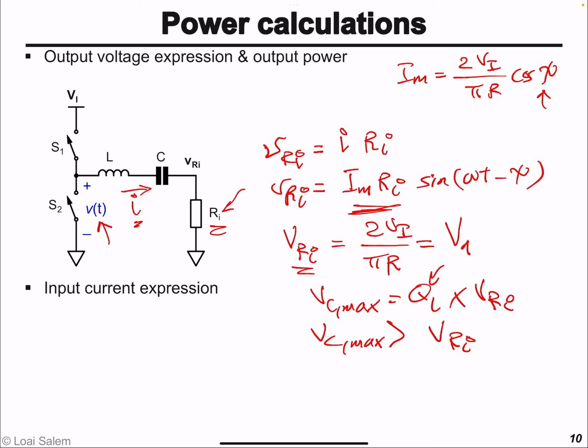Now, after we found an expression for the output voltage, we can find the power delivered to the load resistor as the amplitude of the current, Im square, but we'll divide it by 2 since it's sinusoidal current that's going into the load resistor. Its RMS value is 1 over square root 2, and then we square that, so we have Im square divided by 2 times Ri.